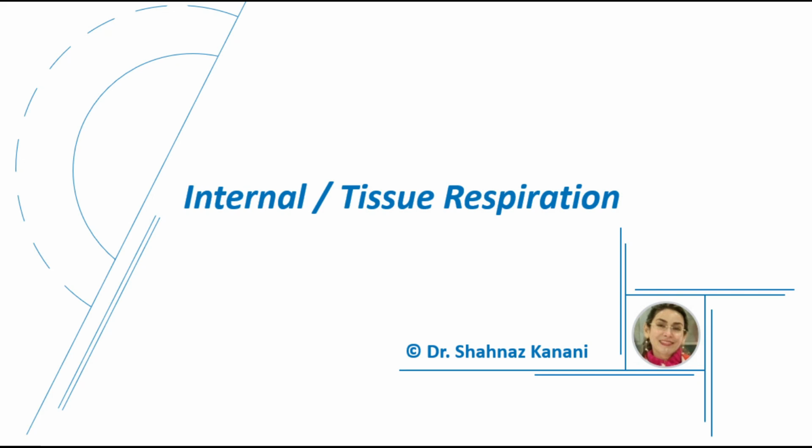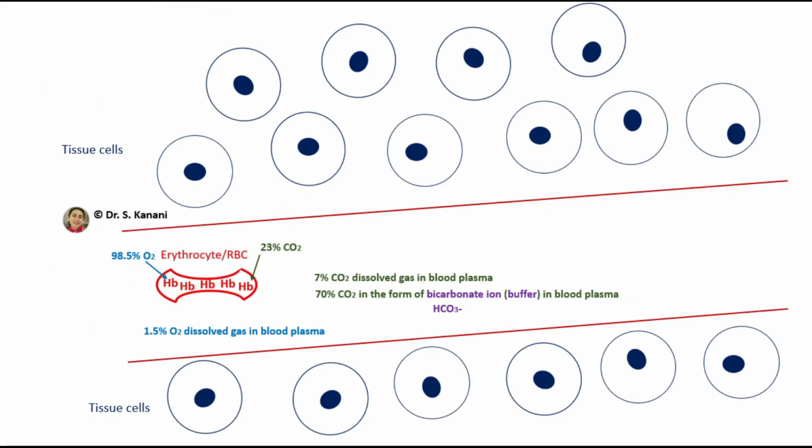Internal or tissue respiration refers to the gas exchange that is happening between blood and tissue cells. So when blood flows through the systemic blood capillaries, that's where we expect oxygen from blood to diffuse into the tissues. Basically, tissue cells get oxygen, and carbon dioxide that is produced by tissue cells should diffuse into blood, so blood can take carbon dioxide away from the tissues, and eventually we know carbon dioxide must be eliminated.